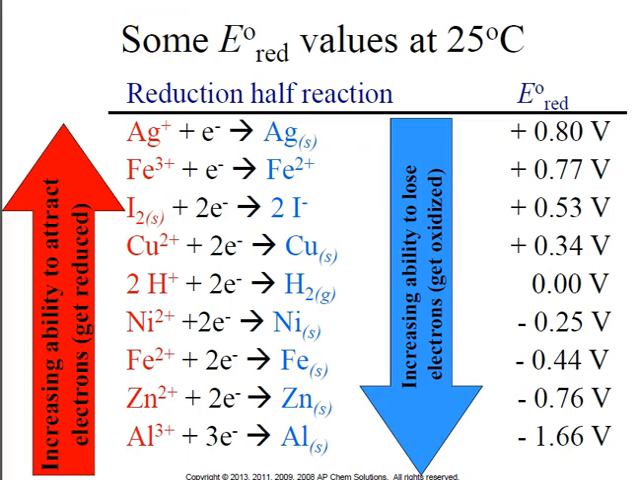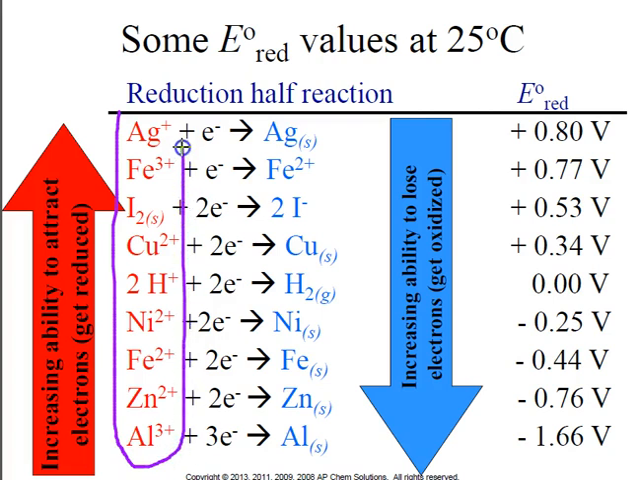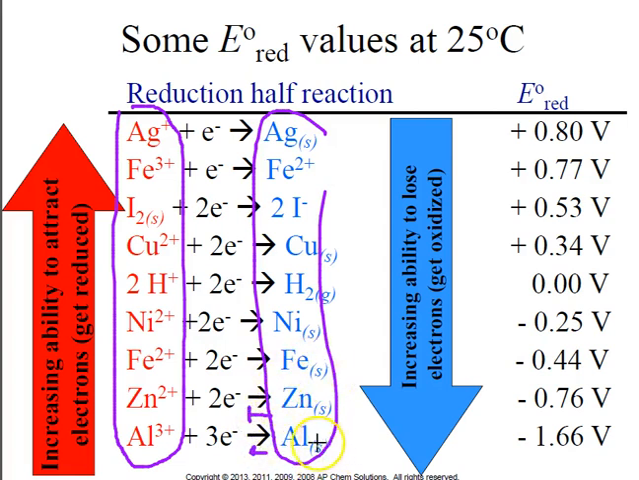Alright, we're going to annotate this chart just a little bit more. If we look over here on the left, these are the species that are being reduced because they're having electrons added to them. And as we go up, there is increasing ability to attract electrons or to get reduced. However, over here on the left, if we flip these reactions around, okay, think about if all these got flipped around, then these would be being oxidized. So they'd be losing electrons.